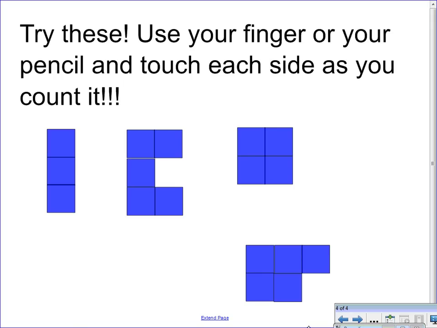Try these. Use your finger or your pencil and touch each side as you count it. You cannot write on the screen, obviously, so you can either redraw these in your notebook or touch the screen and touch each line segment as you count. If you redraw it in your notebook, make sure you put a tick mark or some kind of indicator on each line segment as you count it so you know it has been counted. Good luck.